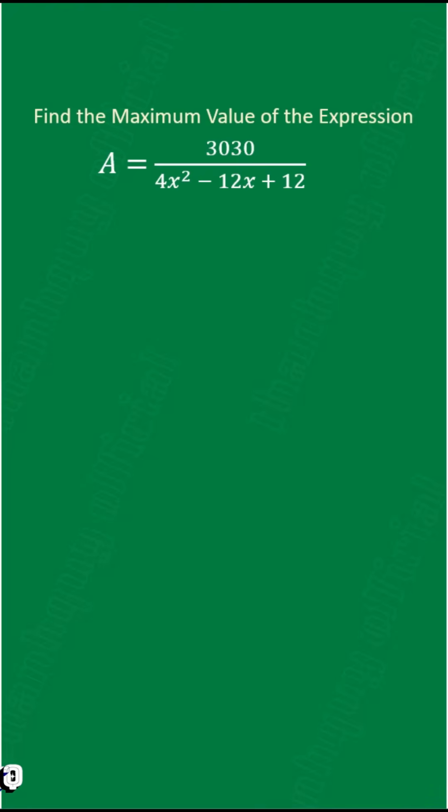Find the maximum value of the expression. How can we find the maximum value of a? Let's take a closer look. Notice that the numerator, 30, is a constant.